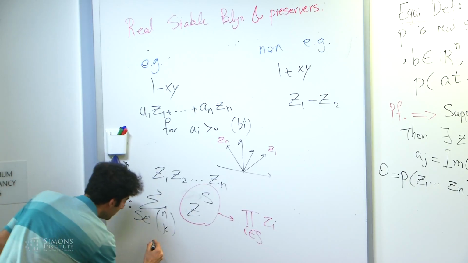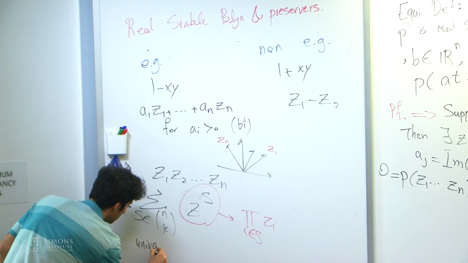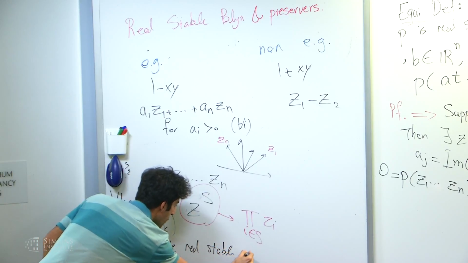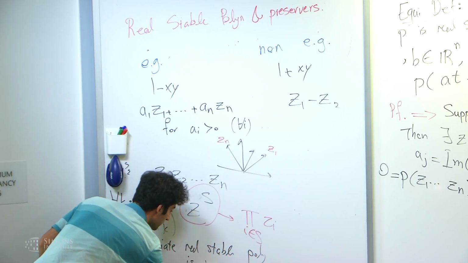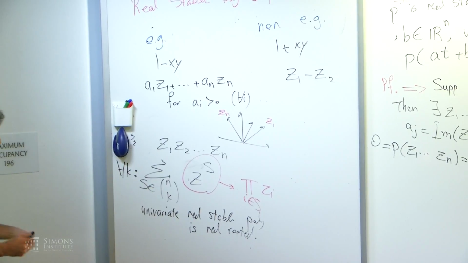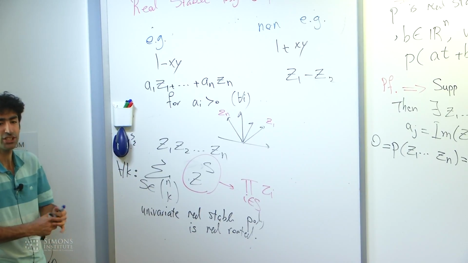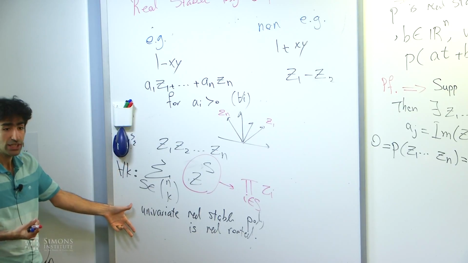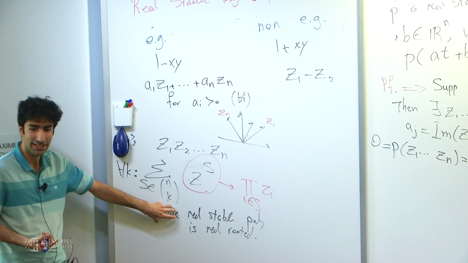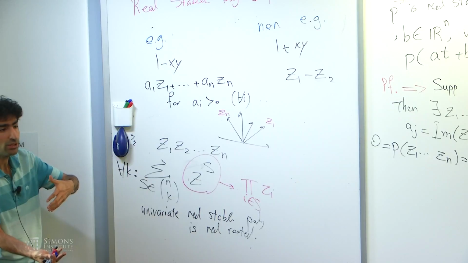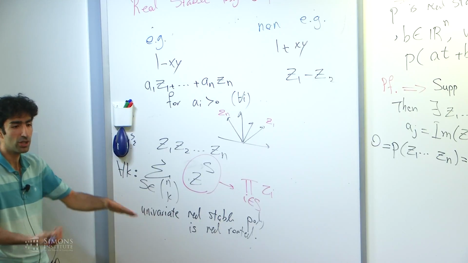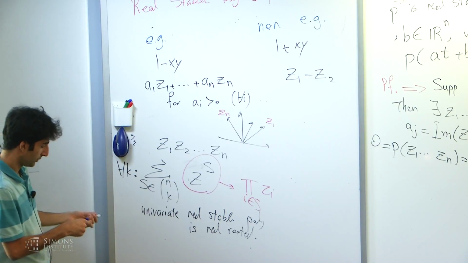One more example. Any univariate real stable polynomial is real rooted. This is again a fact simple to see, just using the fact that the roots of a polynomial with real coefficients come in conjugate pairs. If your univariate real stable polynomial has a root with negative imaginary value, it must also have a root with positive imaginary value. Therefore, it's not real stable. So if it is real stable, all of the roots should be on the real line.